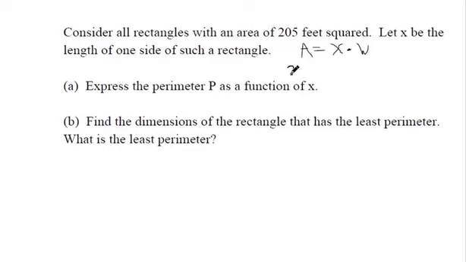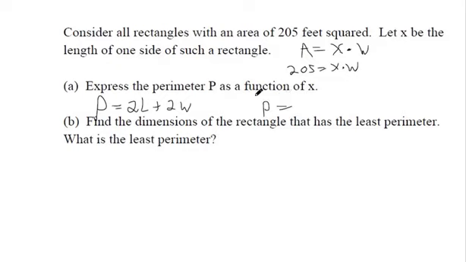So we have a number we can put in here. 205 is the area we're told. So we still have two variables, two things we don't know. But I can put W in terms of x, right? I could just divide that x from both sides and then I'd have W in terms of x. But here's the reason why we're doing that: in part A, they say express the perimeter as a function of x. The perimeter of a rectangle is two lengths plus two widths, right? The length of the entire outside of the rectangle.